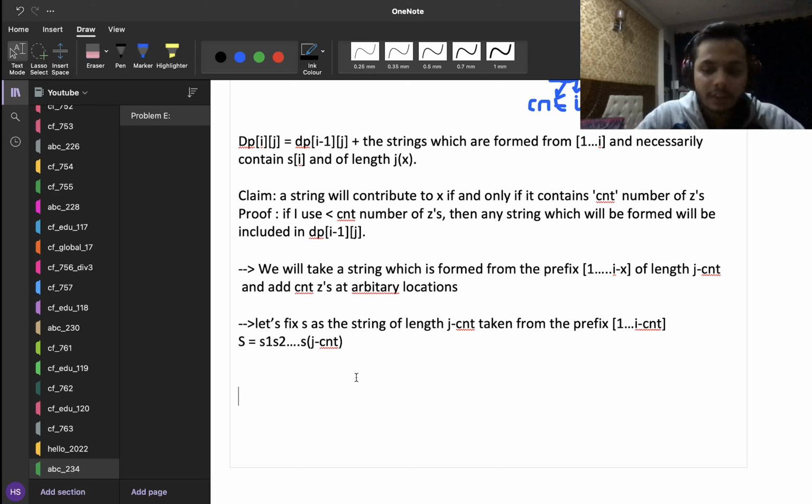So basically I can fix s and then figure out the total number of strings that are being generated. So I have j locations, right? I need to form a string which is of length j. So I have j locations, right? Let's say these are the j locations that I have.